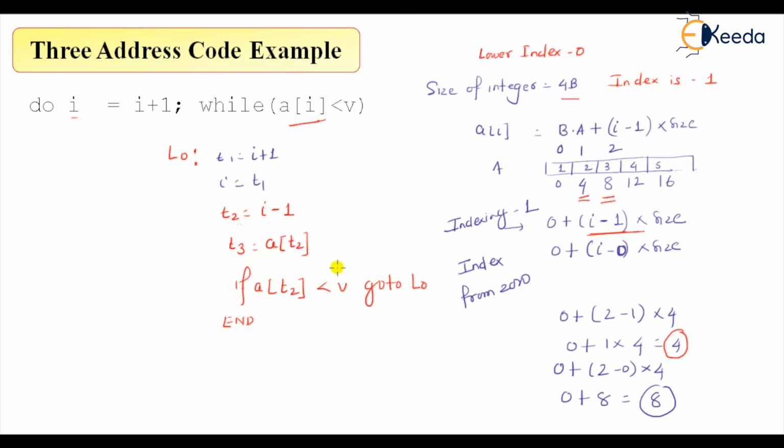Now this is the case where we are using I is equal to I plus 1 do. This is the body of the loop, and then we have this calculation, t2 is equal to I minus 1. Finally, t3 is equal to a of t2, and then this is the condition checking, and this is the jump.